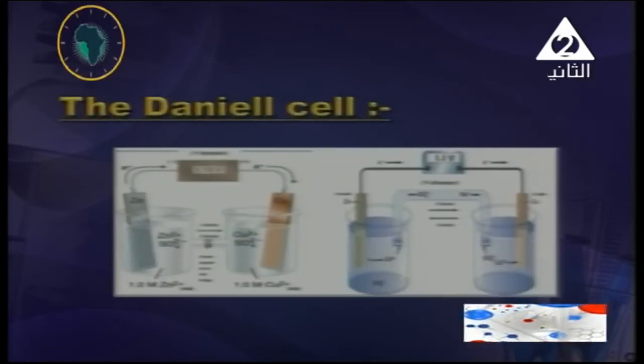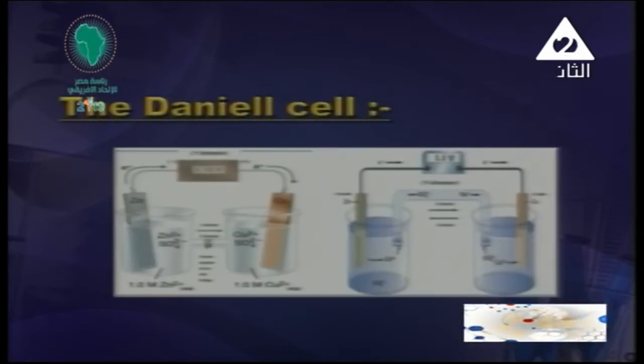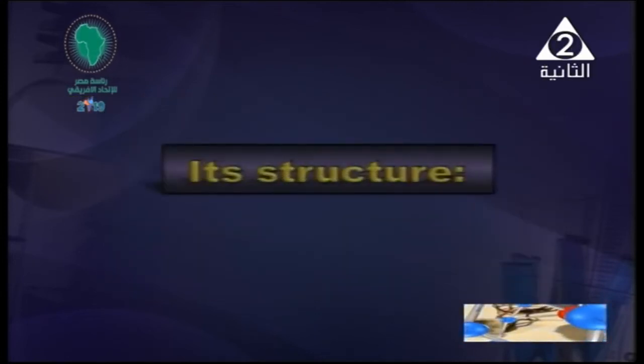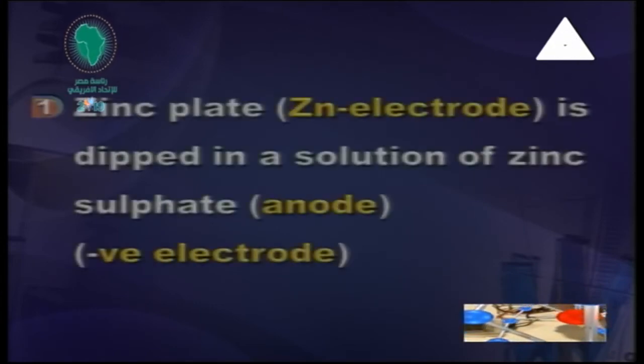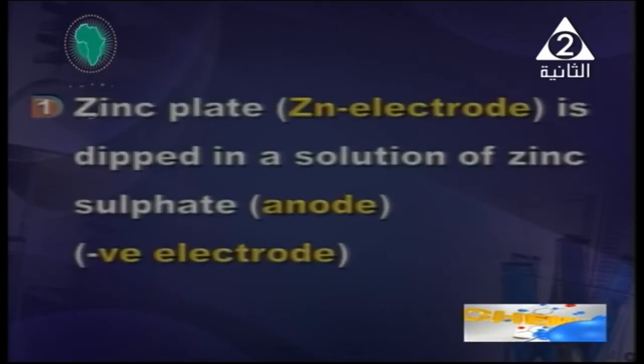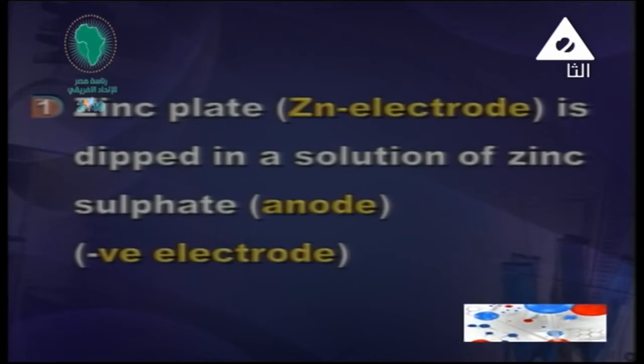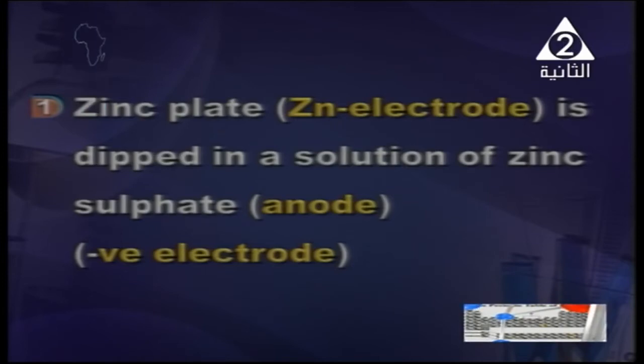The Daniell cell. The Daniell cell is an example of a galvanic cell. Its structure: number 1, the zinc plate or zinc electrode, Zn electrode, is dipped in a solution of zinc sulfate, which represents the anode, the negative electrode. Why negative? Because oxidation takes place at the zinc plate, and zinc is a source of electrons.